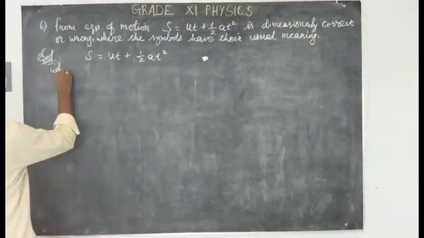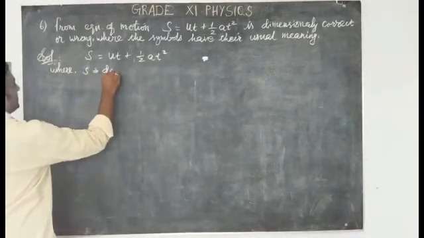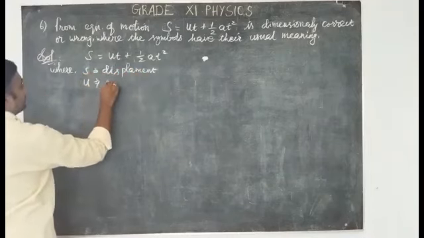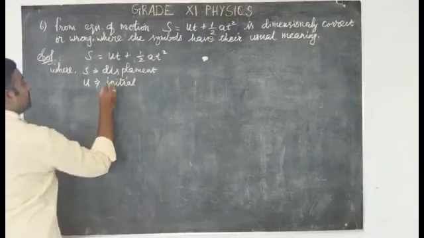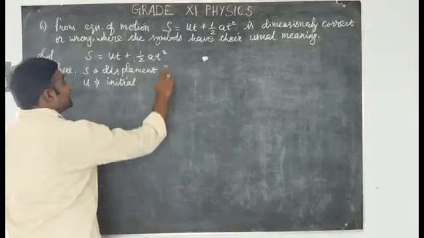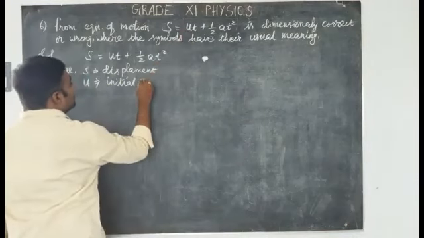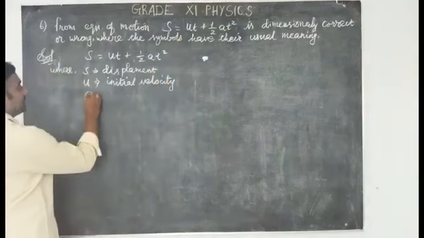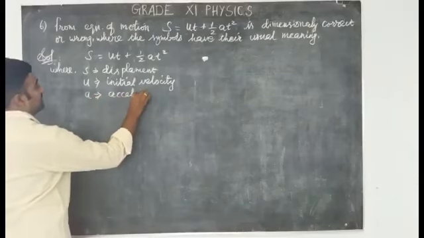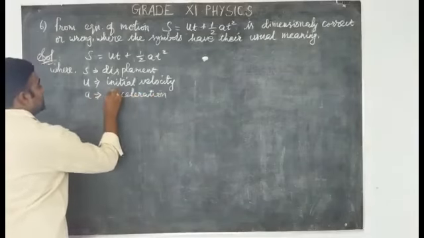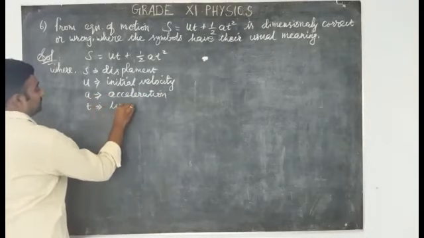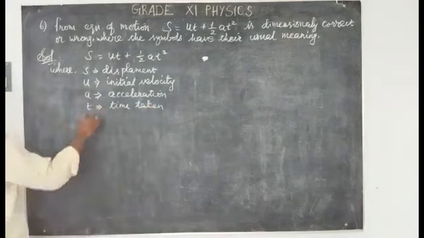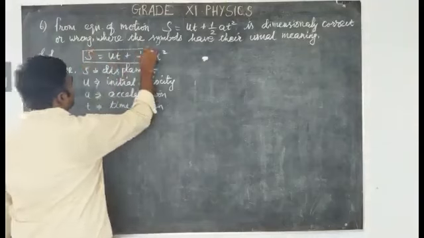Here S is displacement, u is initial velocity, but in some cases we use v naught, but in this question they have given u. In some other cases, instead of u they may give v naught, initial velocity, and a is acceleration. A stands for acceleration, and t is time taken. Okay.